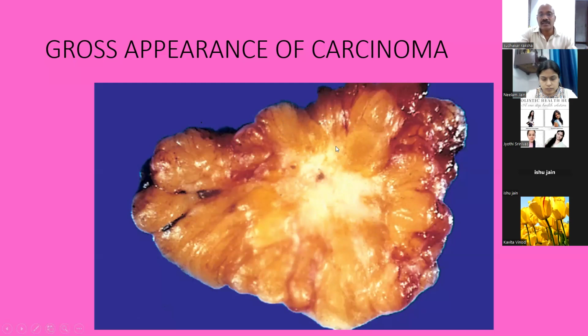This is the actual carcinoma or the cancer. This is having infiltrating or invasive margins. This is the gross appearance. This yellow thing is the adipose tissue, normal breast tissue. And this gray white area is irregular infiltrating carcinoma, the tumor part.